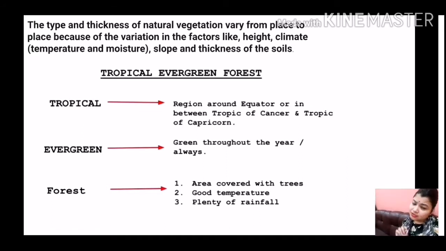What does the word tropical mean? Tropical means the region around the equator or in between Tropic of Cancer and Tropic of Capricorn. And what do you mean by evergreen? Green throughout the year. So they don't shed their leaves together. As a result, it remains green throughout the year. Forest means the area covered with trees.